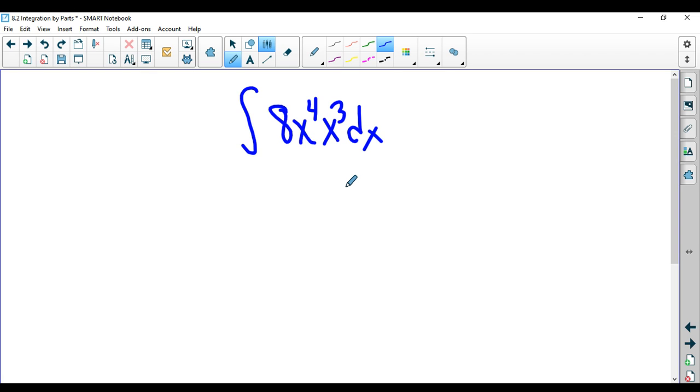All right, so let's take a look at this one. Think about this one for a couple seconds before we do it. The answer is very simple. You have it. That is right. It is x to the 8th plus c, because this is 8x to the 7th, obviously.